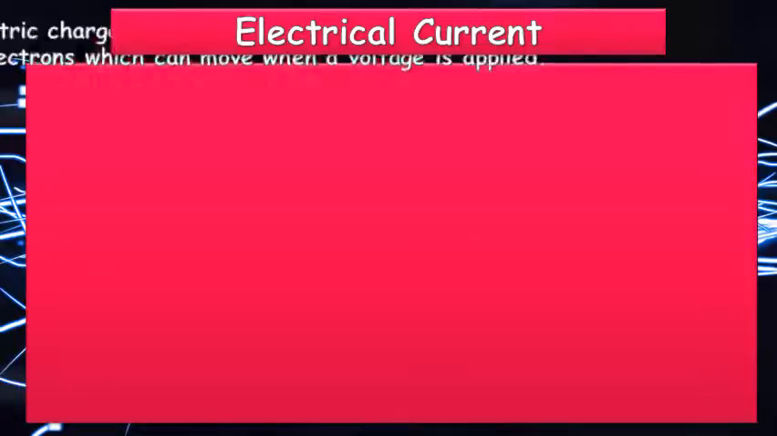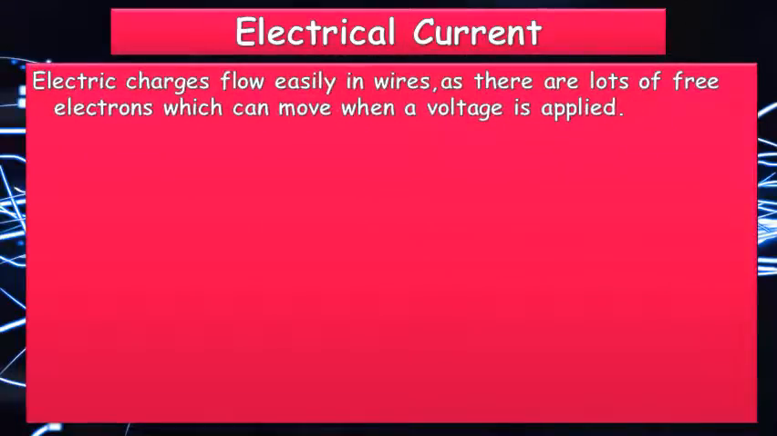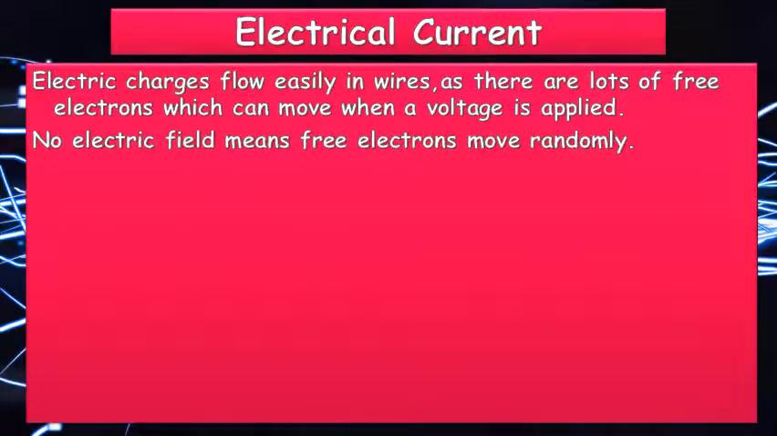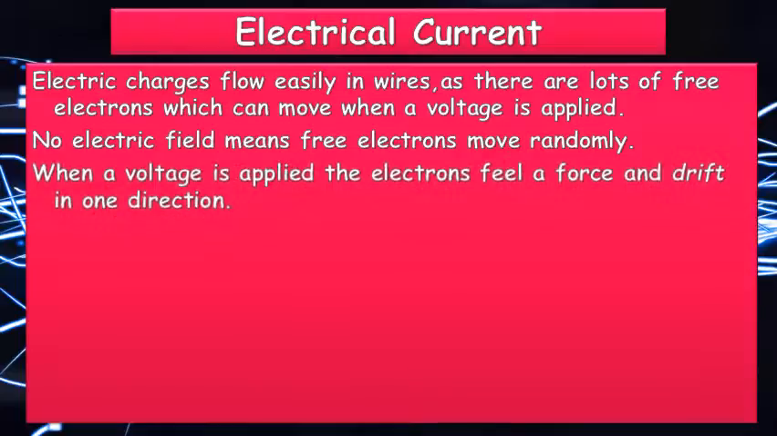So let's now have a look at what's happening in the wire. Electrical charges flow easily in metallic wires, as in metals there are lots of free electrons which can move when a voltage is applied. If there's no electrical field, these free electrons move about randomly, because you need an electrical field in order for a force to act upon them. And once you have a force, they start moving and accelerating. So when a voltage is applied, the electrons feel an electrical force and they drift in one direction.